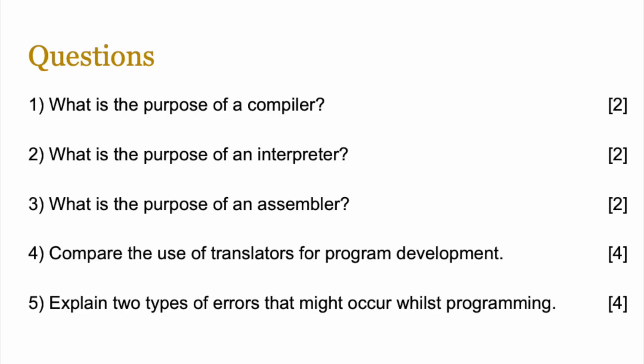That's the end of this lesson. Hopefully you should be able to answer what the purpose of a compiler is, what the purpose of an interpreter is, and what the purpose of an assembler is. You should be able to compare the use of translators for program development, which one is useful at the end of the cycle and which one is useful during development. You should also be able to explain the two types of errors that might occur whilst programming, both syntax errors and logic errors, and give examples of those.